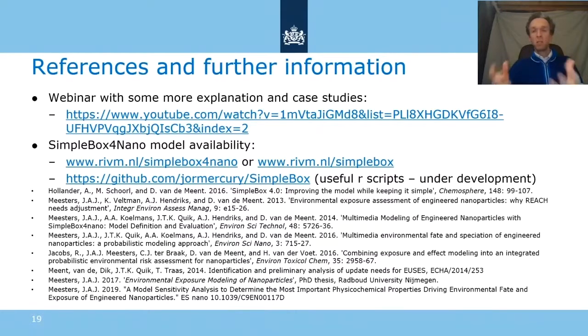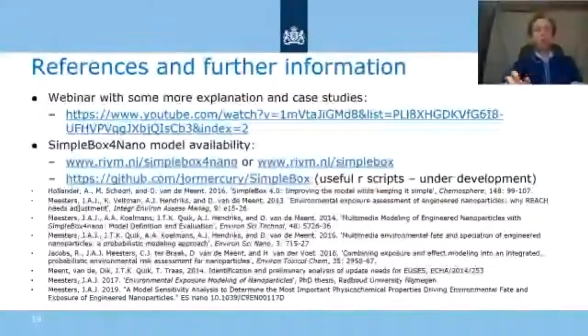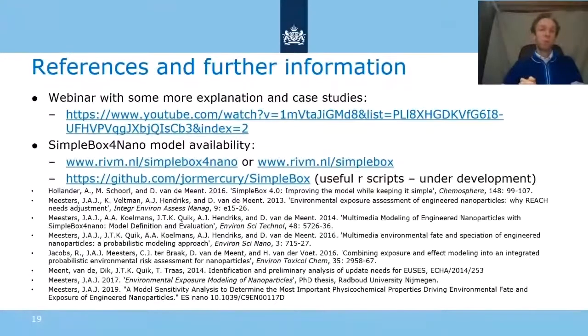The model itself is available for download on the RIVM website, the nano version and the conventional version. On GitHub, there's the link. You can find some of the scripts that are relevant for using the dynamic module, and there are several papers on the use of the model, and reports. So please have a look at these.